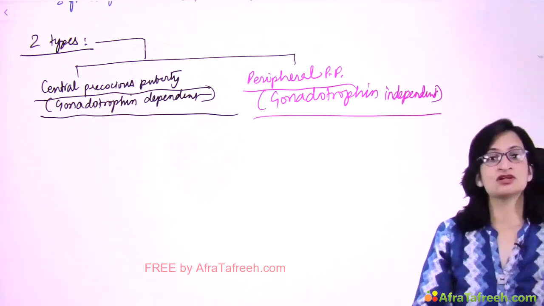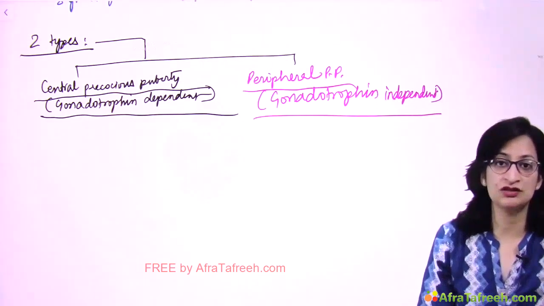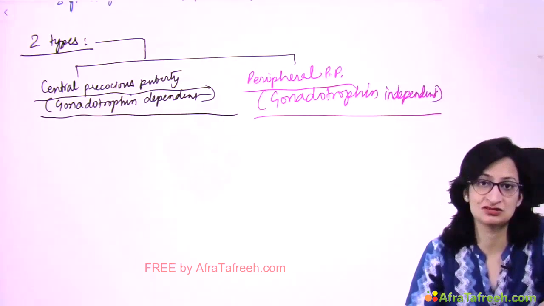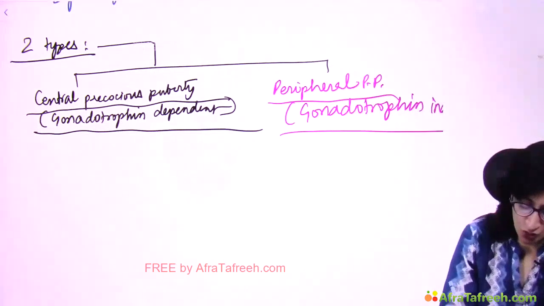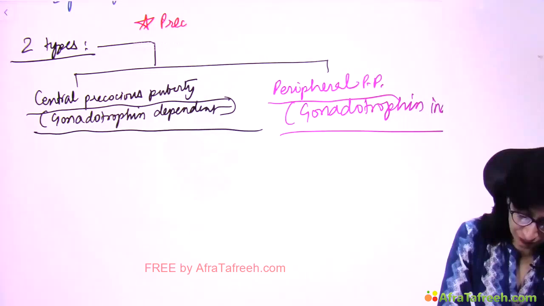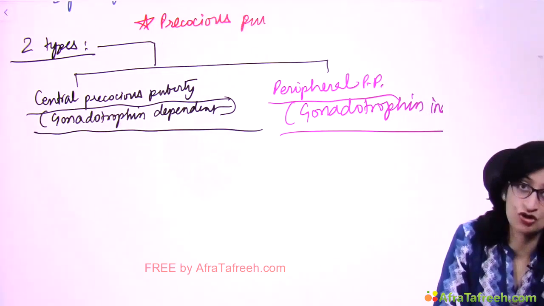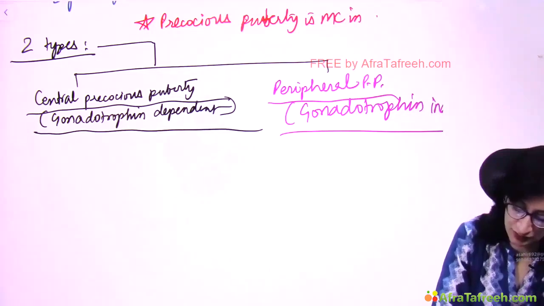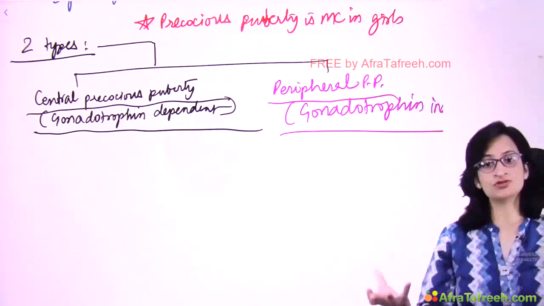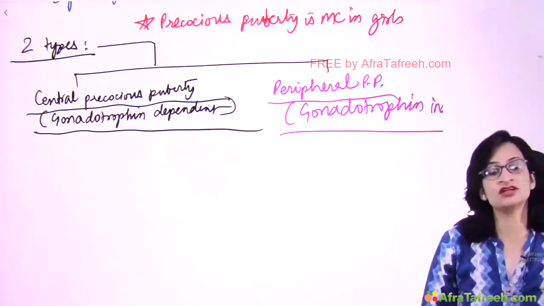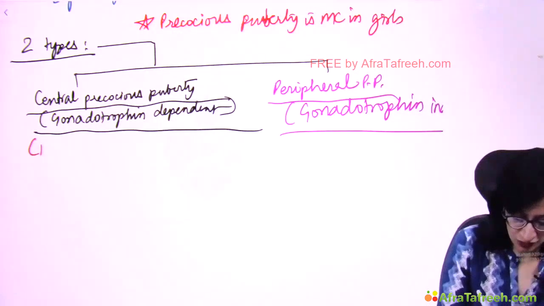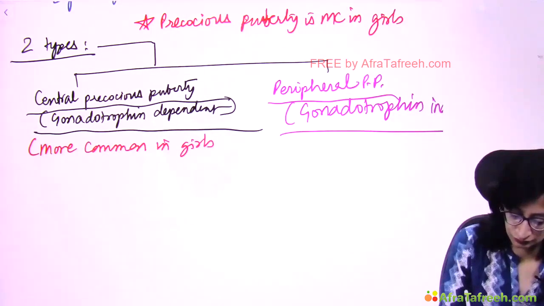So, let us discuss some important causes of precocious puberty in girls. Before that, remember that precocious puberty as such is more common in girls. Again, among the two types, central precocious puberty is more common in girls than peripheral precocious puberty.